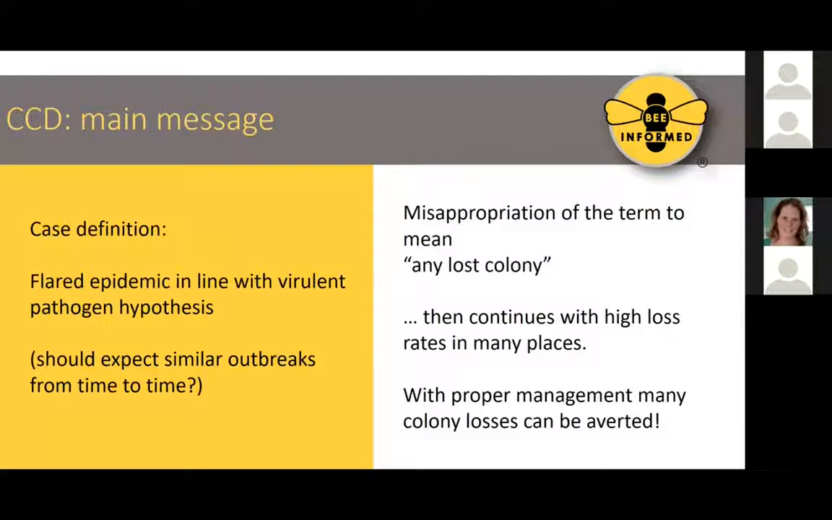Now, unfortunately, if you use the definition as used in the press, which is mostly misappropriated as any problem touching honeybees, any lost colony, then yes, I guess CCD continues because we do see high loss rates in many places. The problem of using the term in that way is that it kind of hides the fact that with proper management, many colony losses can be averted. So it is important to disambiguate issues because there are some issues that can be averted, and hiding them under catch-all terms kind of hides that fact.